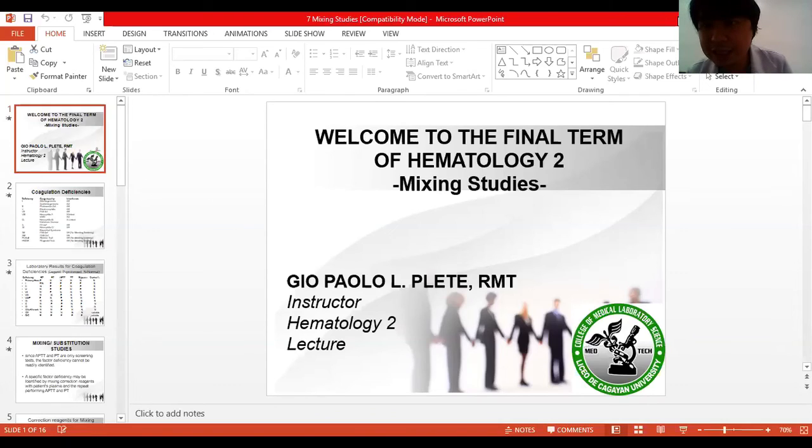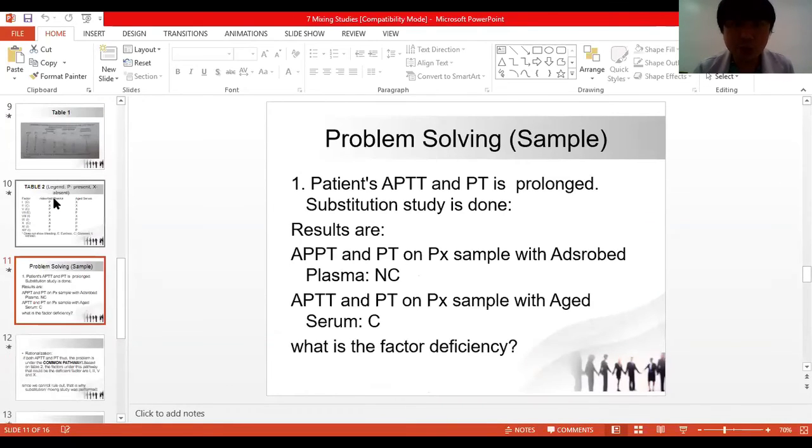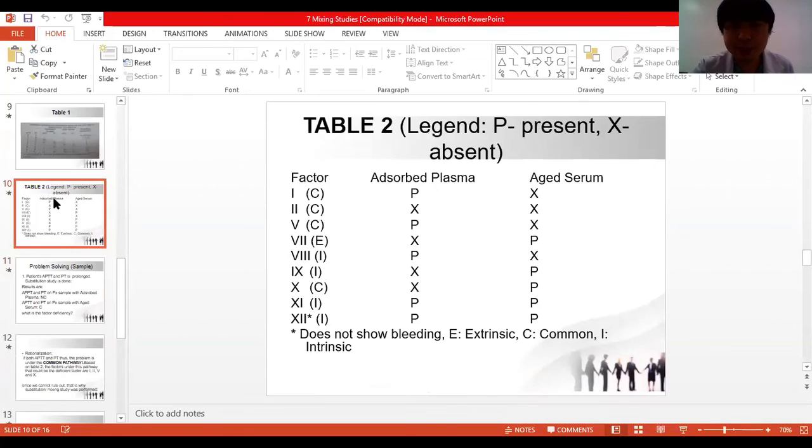So definitely, what is the thing that you're going to remember? If it is corrected, you need to write what are present. So what are present that are under the intrinsic pathway? Going to our table 2, we have it here. We're going to write those who are under intrinsic: factor 9, 11, and 12. So what was repeated? Factor 9. So factor 9 is the problem of our patient. That is the one that is deficient in your patient.